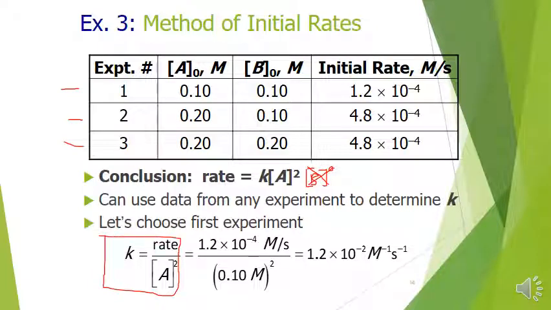Here's our original equation. Let's use the first experiment. So the rate is 1.2 times 10 to the minus 4th, and [A] is 0.1 squared. Then solve for k, and you get your answer. You could have used experiment number 2 or experiment number 3 to figure out the same thing.